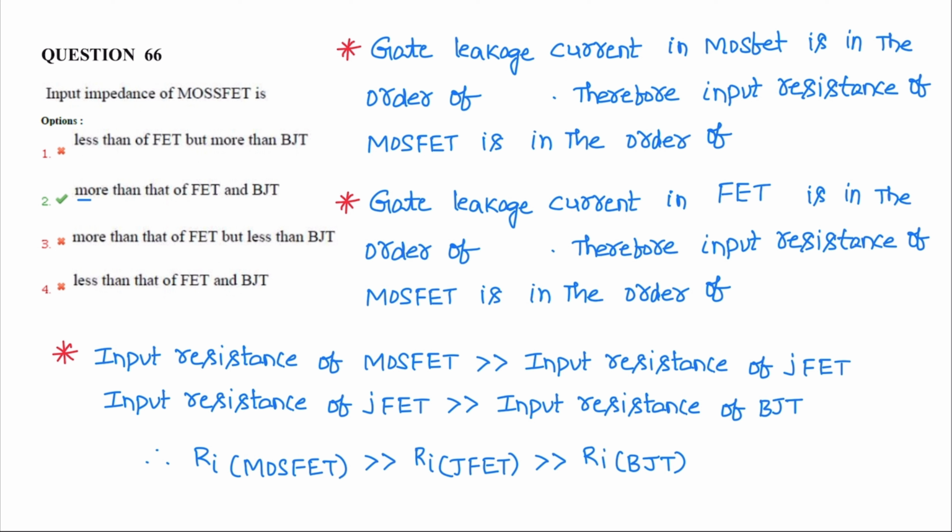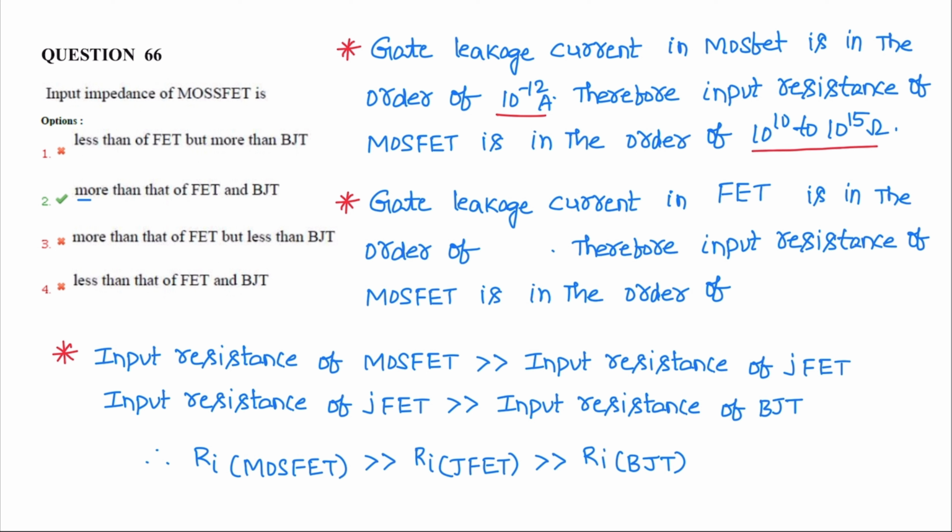The input impedance of MOSFET is. So let us see the input impedance of MOSFET, BJT and JFET. The gate leakage current in metal oxide semiconductor field effect transistor is in the order of 10 power minus 12 amperes. Therefore, input resistance of MOSFET is in the order of 10 power 10 ohms to 10 power 15 ohms. This is the order of input impedance. Gate leakage current is lower, input impedance is higher.